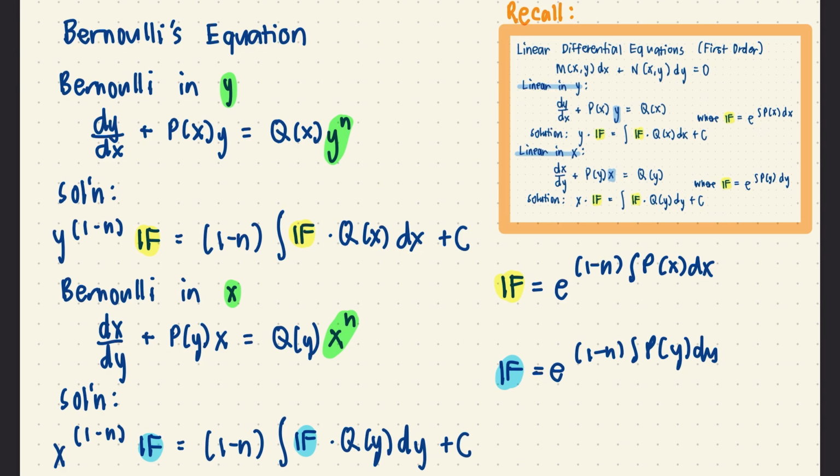The solution will be x raised to 1 minus n times the integrating factor is equal to 1 minus n, then the integral of the product of the integrating factor and q of y dy plus c. The integrating factor is e raised to 1 minus n times the integral of p of y dy.